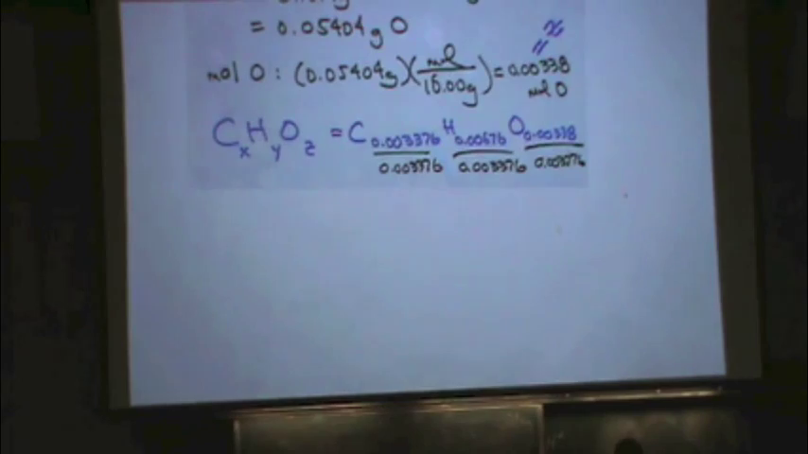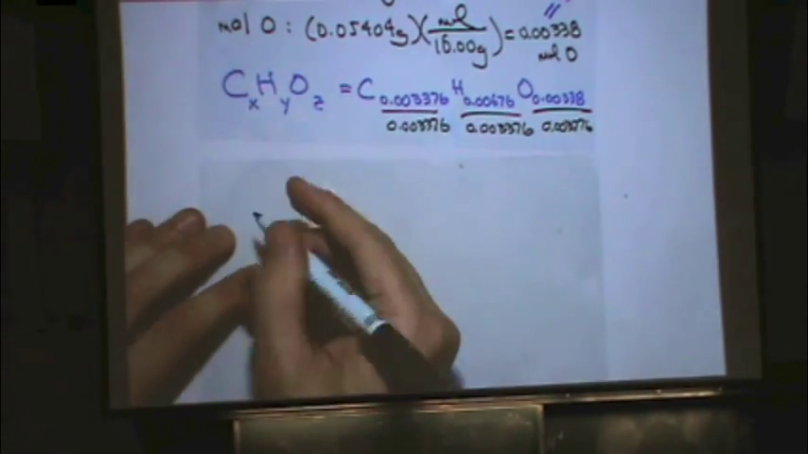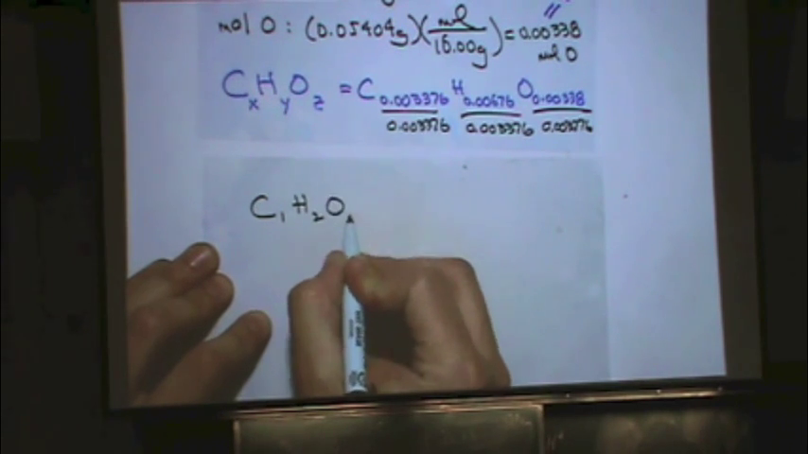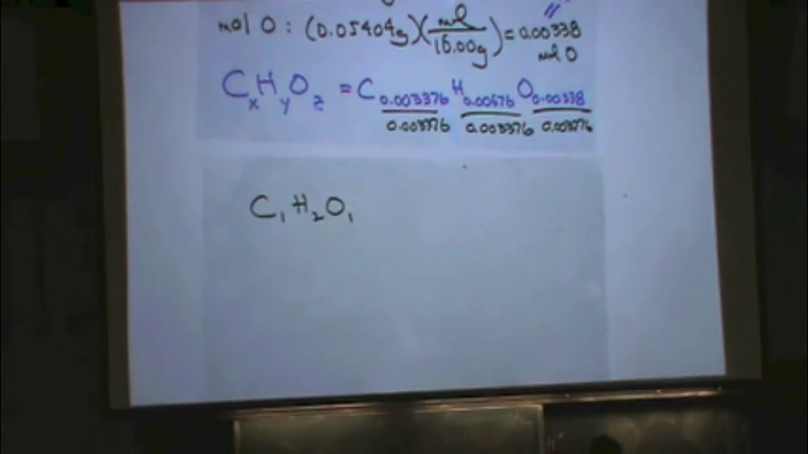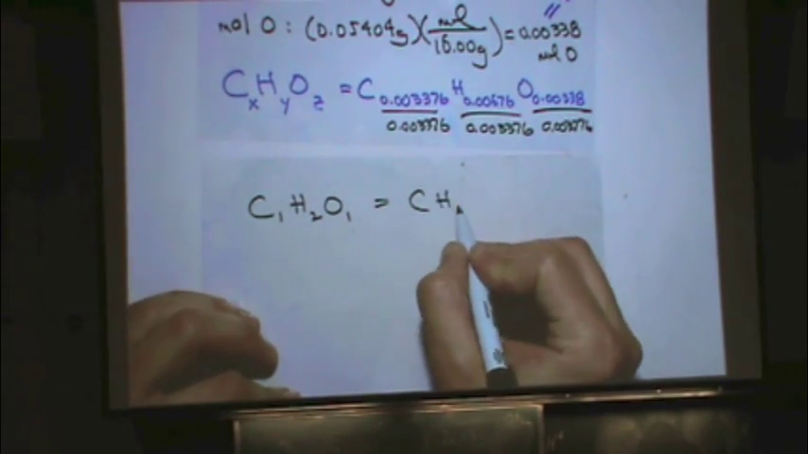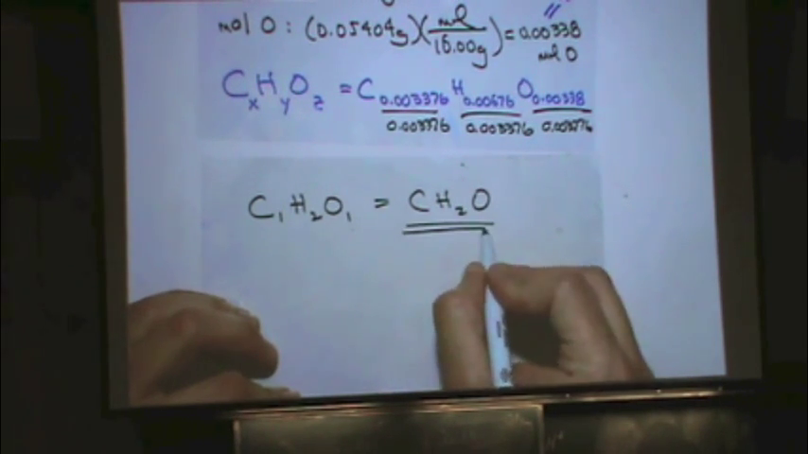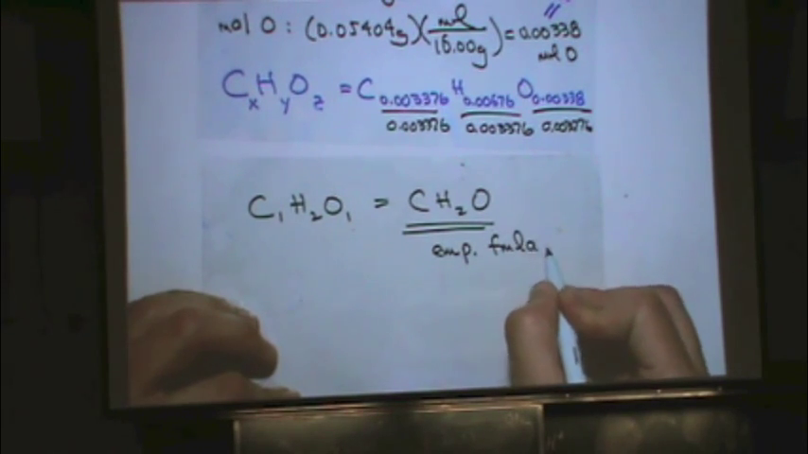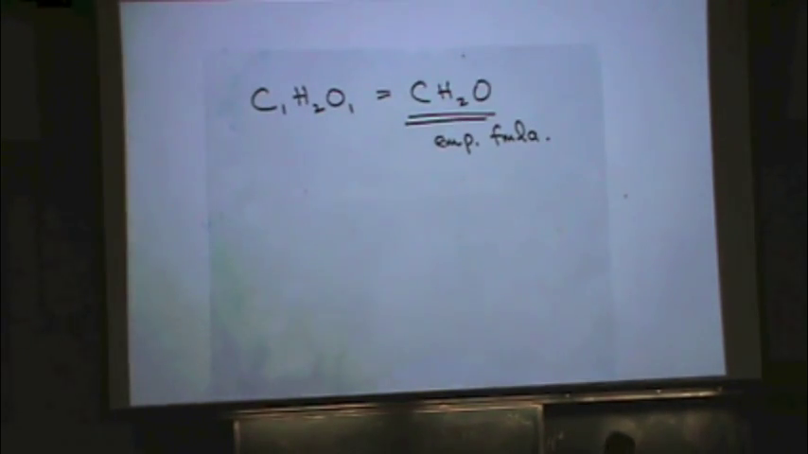Gotta go to the next slide. You're gonna get C1H2O1, and that would be after rounding. You do have to round a little bit, but you're gonna round to the nearest whole number. Or CH2O. This is my empirical formula for the evil unknown substance.